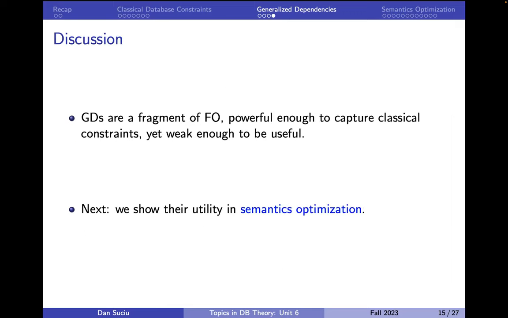Okay, good. So how should we think about generalized dependencies? They are a fragment of first order logic. In first order logic, we can write all sorts of sentences. The generalized dependencies seem to be a sweet spot between being general enough to capture all the classical dependencies and perhaps even more, and yet limited enough that we can do something useful with them, that they don't immediately face Trakhtenbrot's theorem that says nothing is decidable. And what I want to show you is one of the coolest applications of generalized dependencies, which is semantic query optimization.